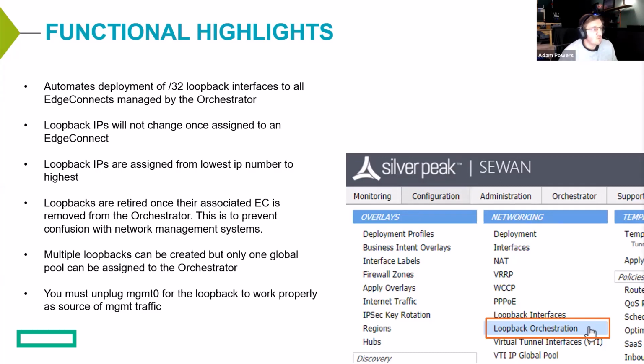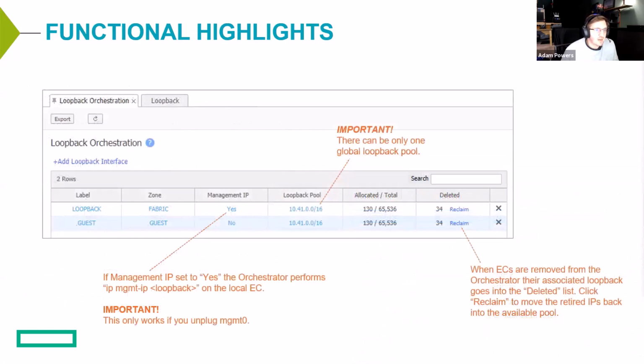If you remove a Silver Peak, an EdgeConnect, from the orchestrator, its loopback IP gets retired. It doesn't get used again for another EdgeConnect. So the current loopback orchestration mechanism, which I'll show you in a second, has a mechanism for reclaiming deleted IP addresses, but it won't reuse them until you press the reclaim button. You can currently only use one global pool for the loopbacks.